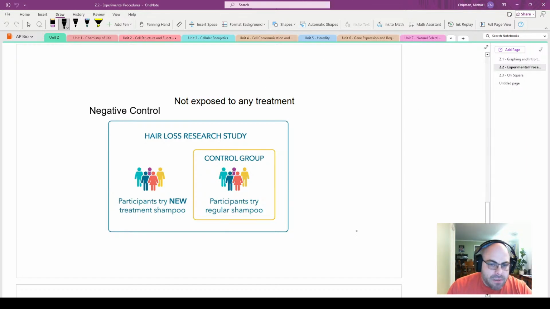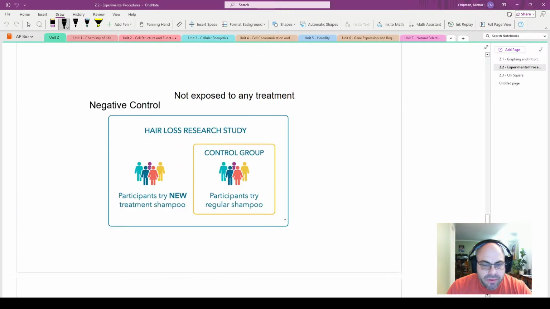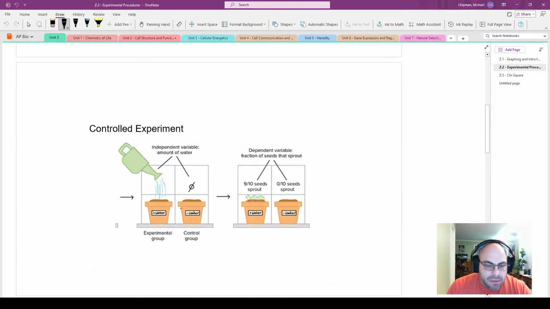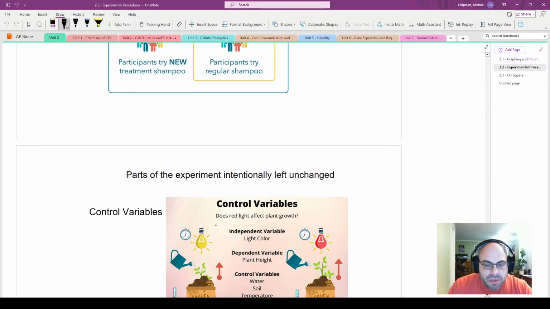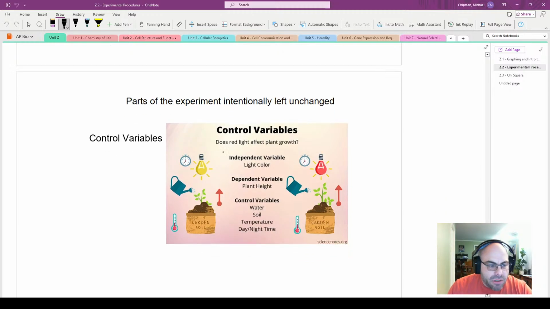So yeah, negative control. I'm gonna need a new picture for that one. Let's go back up here. The one that's not getting water, it's a negative control. And then control variables, these are things that you keep parts of the experiment intentionally left unchanged.